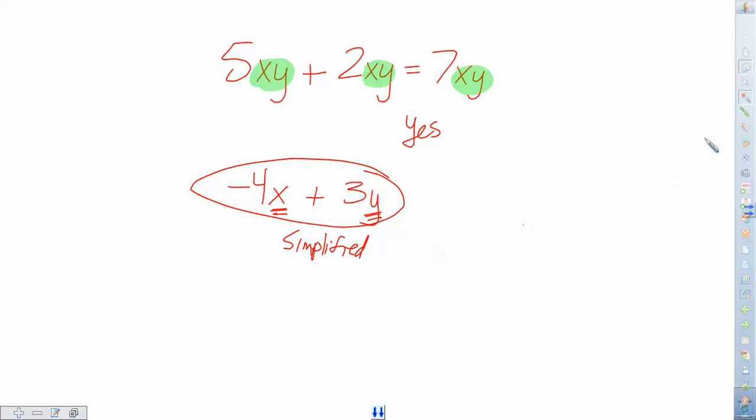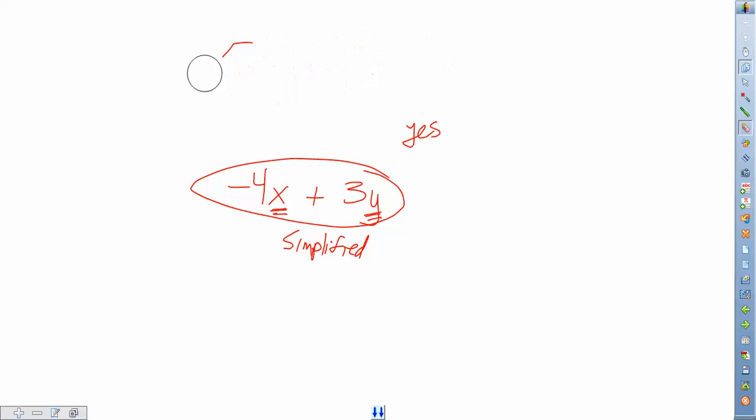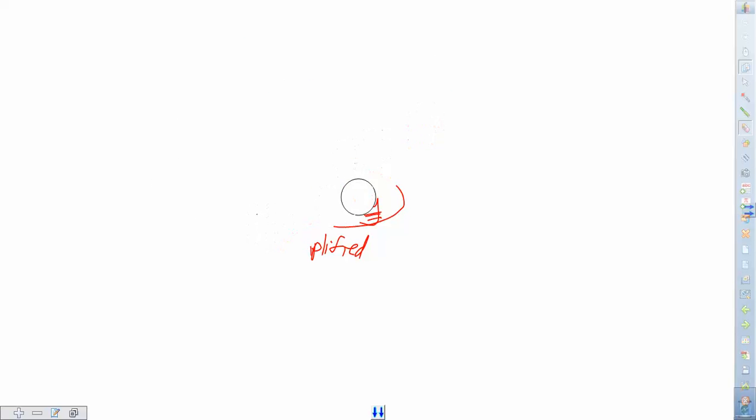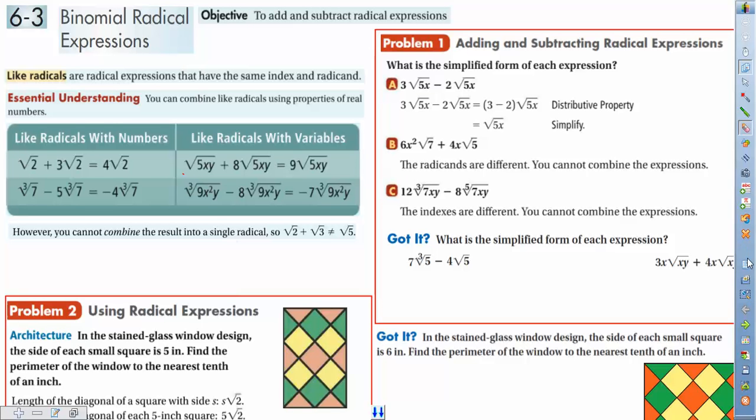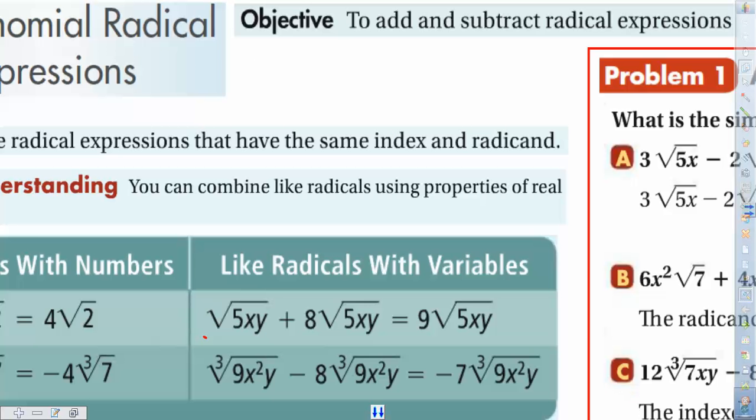Well, the same is true with radicals. With radicals, we follow the exact same principles. What does it mean to have something be a like radical versus a not like radical? So let's take a look at what like radicals and unlike radicals are. That's our objective in this lesson: let's add and subtract radical expressions.